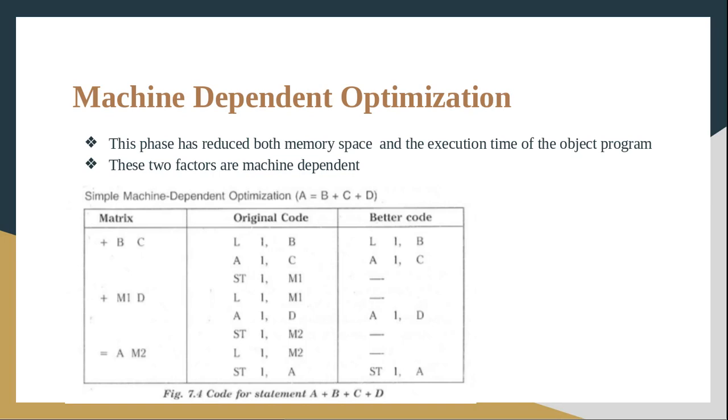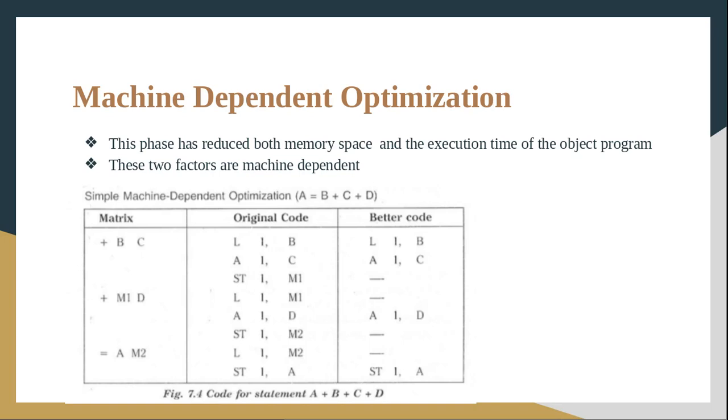So what is the fifth instruction? A1 comma D. So I am skipping the third and fourth instruction. Directly I am taking the addition result that is available in register 1, and adding it with D. So the final B plus C plus D is now available in register 1.